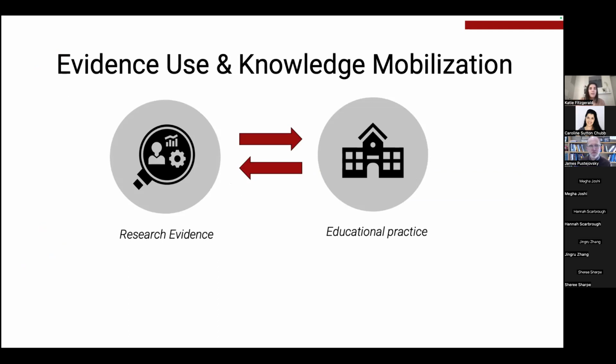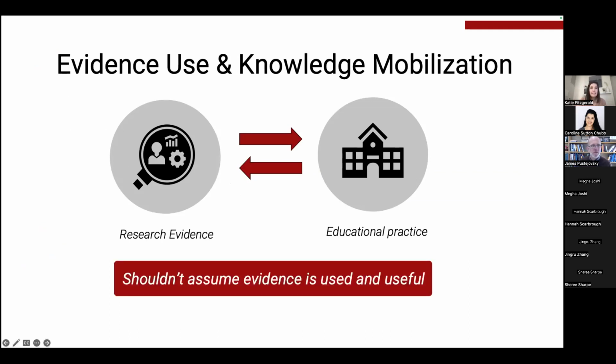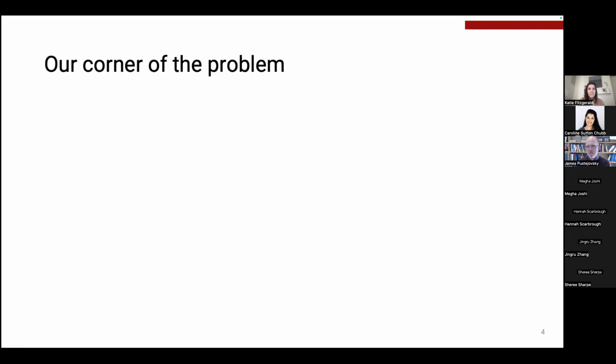They've been quick to point out that just because evidence exists doesn't mean that it's automatically used or useful to practitioners. Trying to understand how evidence is used and how to make it more useful is a non-trivial problem that's worth thinking about. So what would be an example of this? What's something that might complicate this research to practice pipeline? What would be a reason why it's not as simple as putting evidence out into the world? I think there's a lot of answers to that question, right?